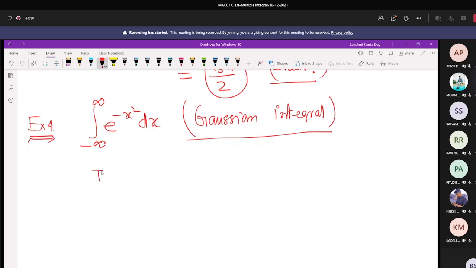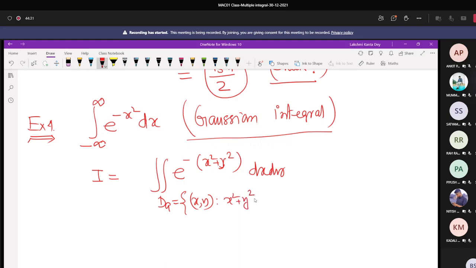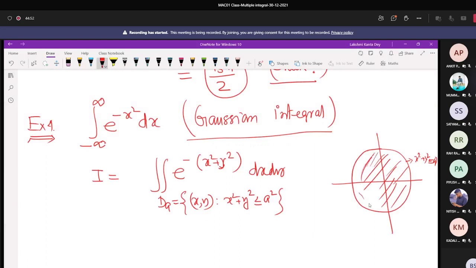Now, we start with a simple double integration. What is that? e to the power minus x square plus y square dx dy over dA, where dA is the set of x comma y such that x square plus y square is less than or equal to a square. So this I would like to find. Note that the domain of definition is inside the circle x square plus y square less than or equal to a square. Particularly, it depends on a. If a is large, then your circle will be large.